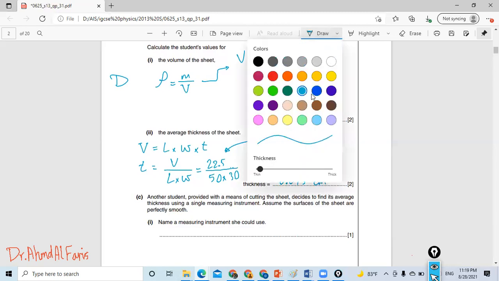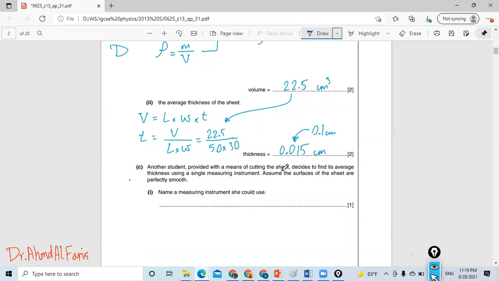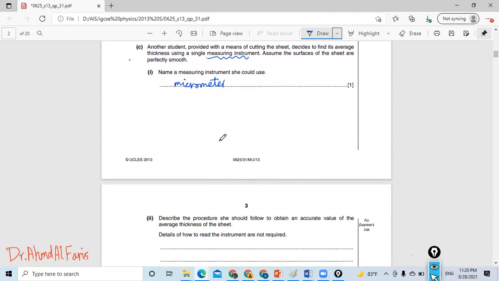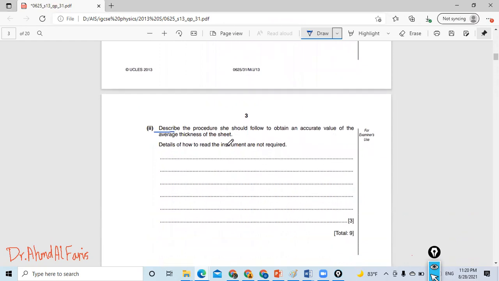Next question, what do they ask? Another student, provided with a cutting of the sheets, decided to find the average thickness by using a single measurement instrument. Assume that the surface of the metal is perfectly smooth. Say the name of this instrument. This is called a micrometer, micrometer screw gauge, or you can write micrometer. Part one, describe the procedure she should follow to obtain an accurate value for the average thickness.